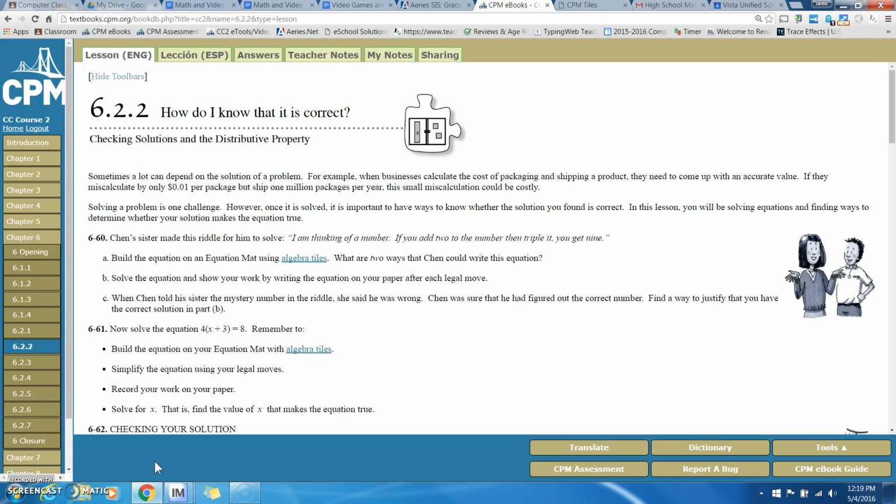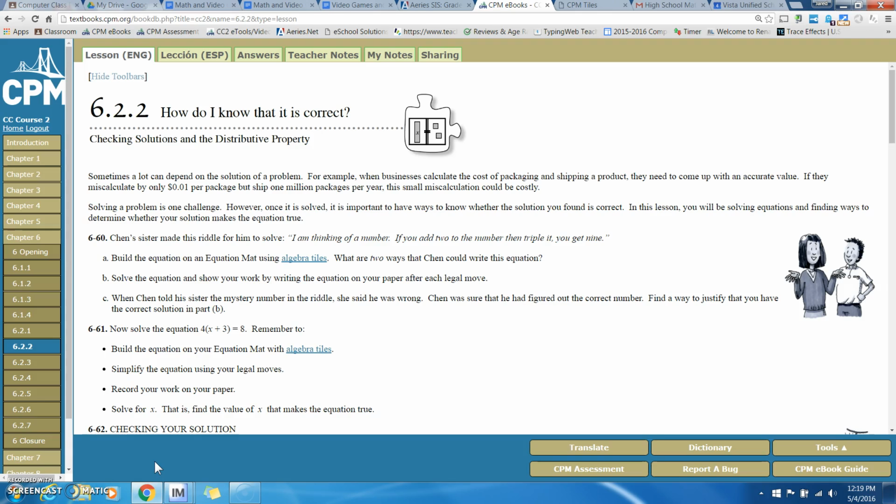Reading the intro, it says sometimes a lot can depend on the solutions of a problem. For example, when a business calculates the cost of packaging and shipping products, they need to come up with accurate values. If they miscalculate by only 1 cent per package, but ship 1 million packages a year, this small miscalculation could be costly. So you can see it ends up becoming $1 million lost. Solving a problem is one challenge. However, once it's solved, it's important to have ways to know whether the solution you found is correct. In this lesson, you'll be solving equations and finding ways to determine whether your solution to the equation is correct. Just like before with equations, you're finding one answer.